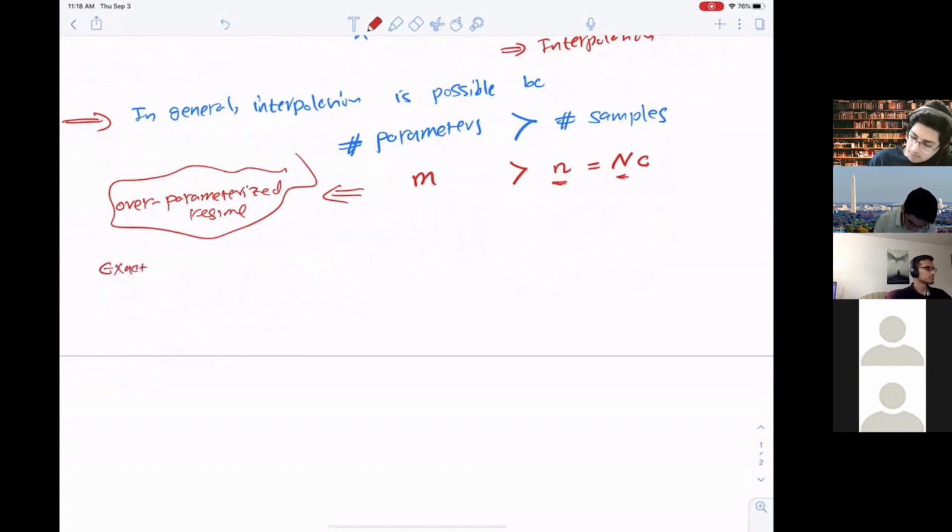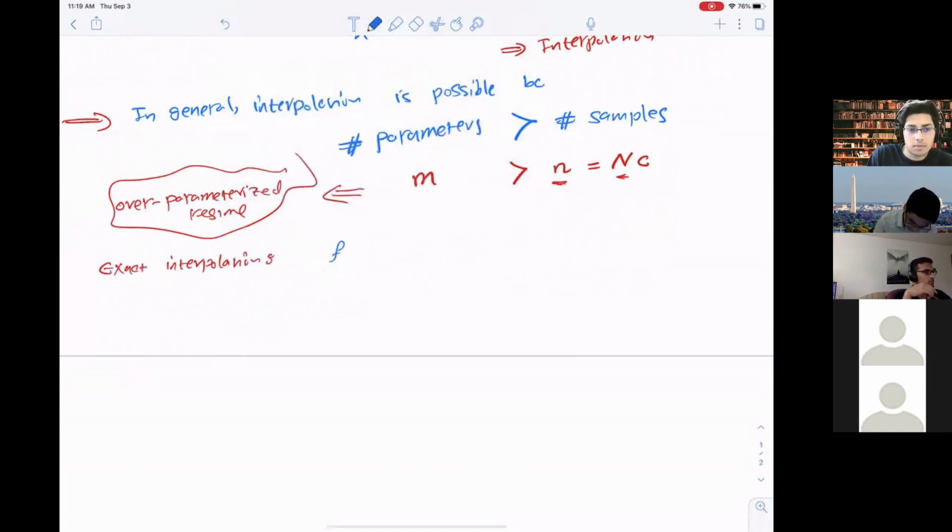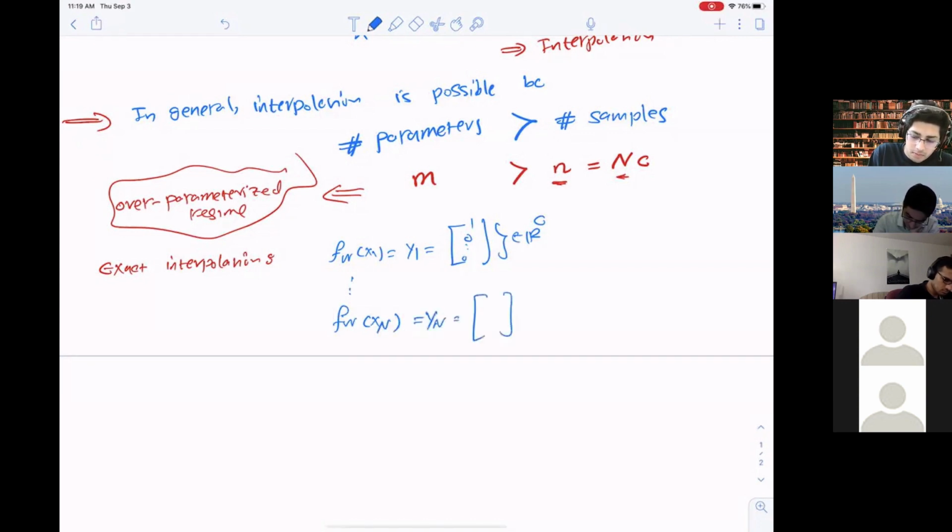Let's look at the exact interpolation regime. So what do I mean by exact interpolation regime? Let's say I want to interpolate x1 to y1. Let's say y1 is class 1, but remember I have C classes, right? So this vector y is in R^C. And I have f_w of x_n, my last training sample, equal to y_n. Again, suppose the label is the last label for this.